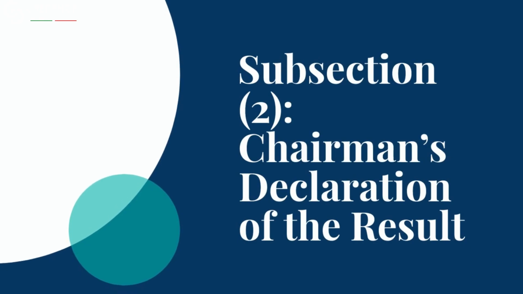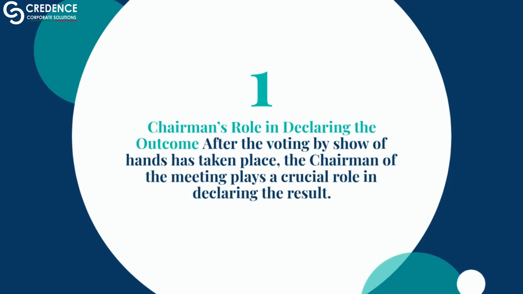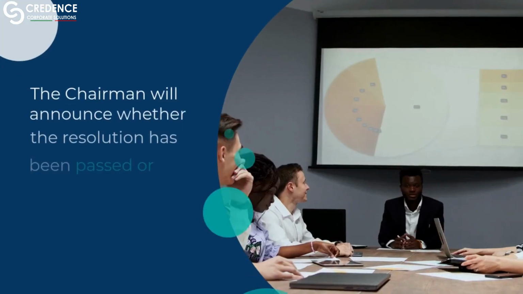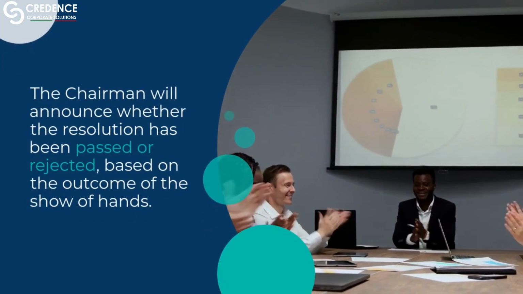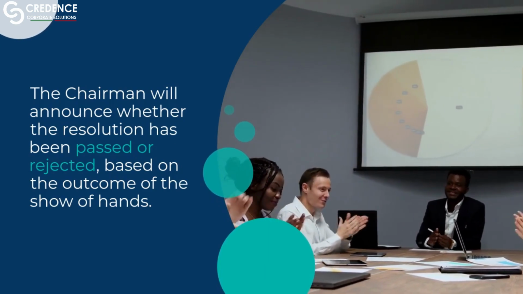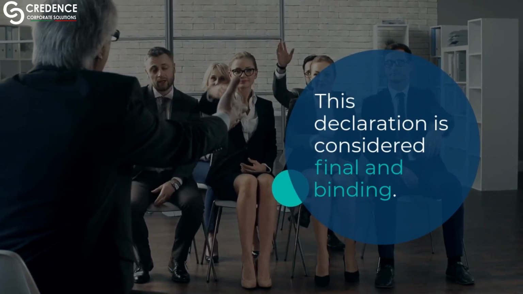Subsection 2. Chairman's declaration of the result. 1. Chairman's role in declaring the outcome. After the voting by show of hands has taken place, the chairman of the meeting plays a crucial role in declaring the result. The chairman will announce whether the resolution has been passed or rejected, based on the outcome of the show of hands. This declaration is considered final and binding.